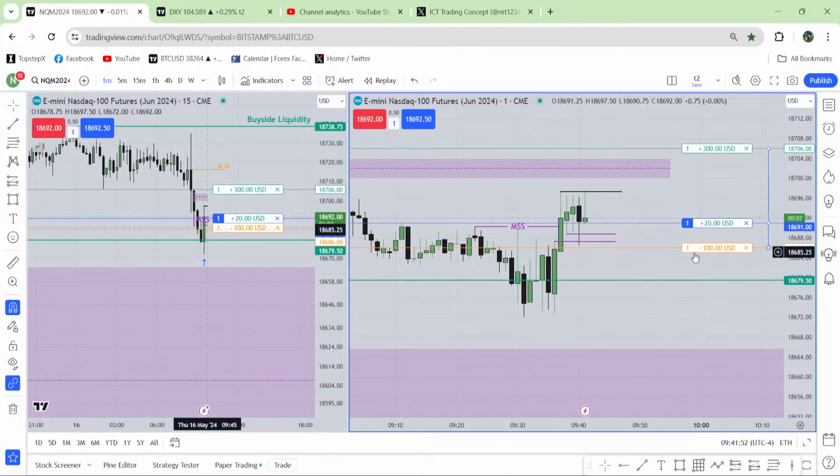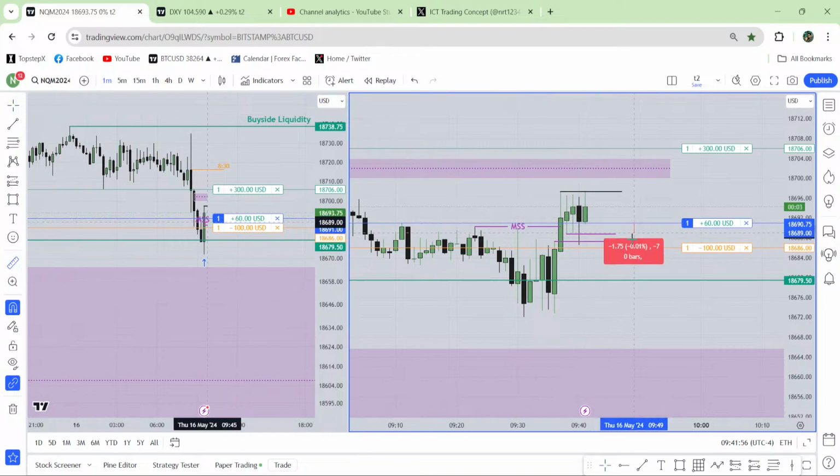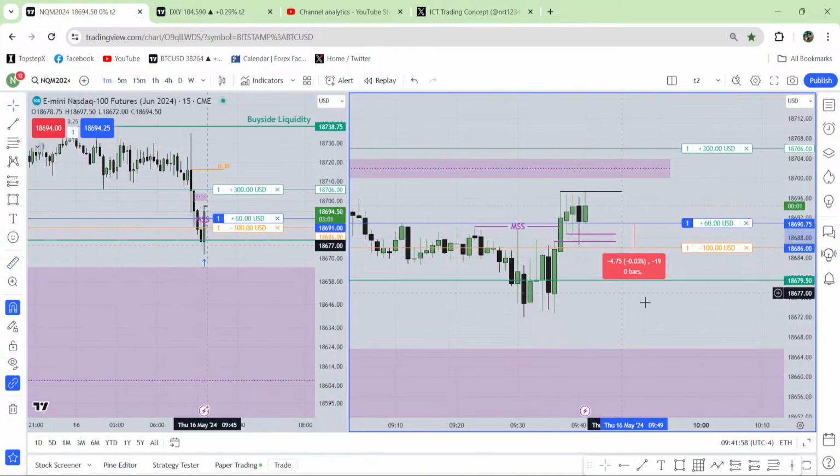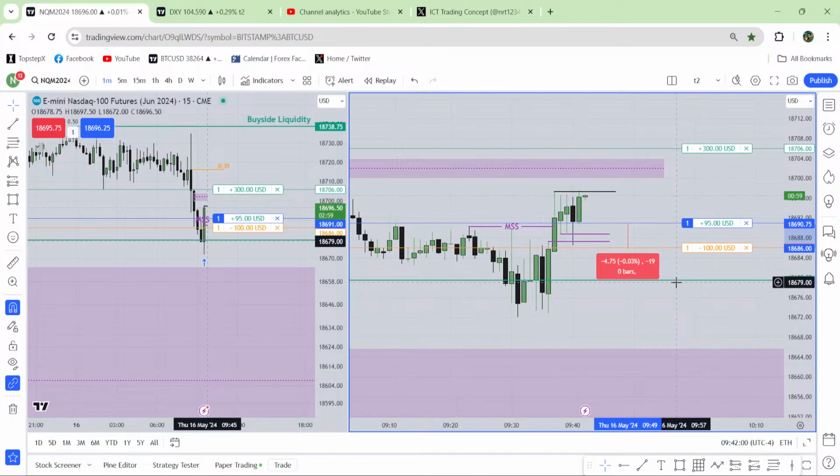I will take a very small loss, just 500 loss. You can see 500. So that 4.75, it's going to be 500. Now here, this is the order block. It should work as an order block.